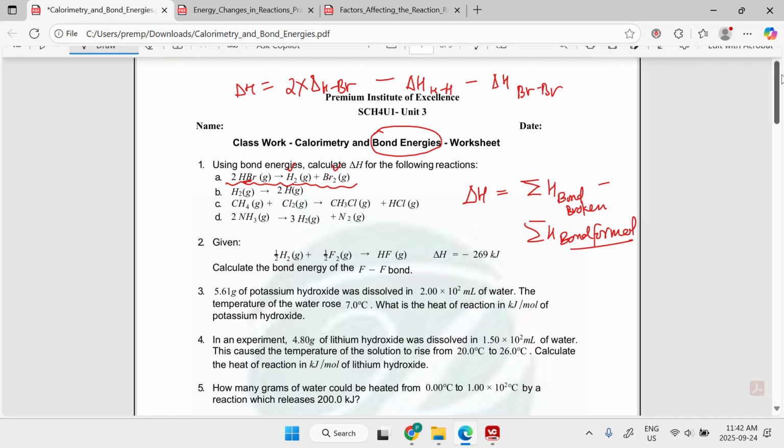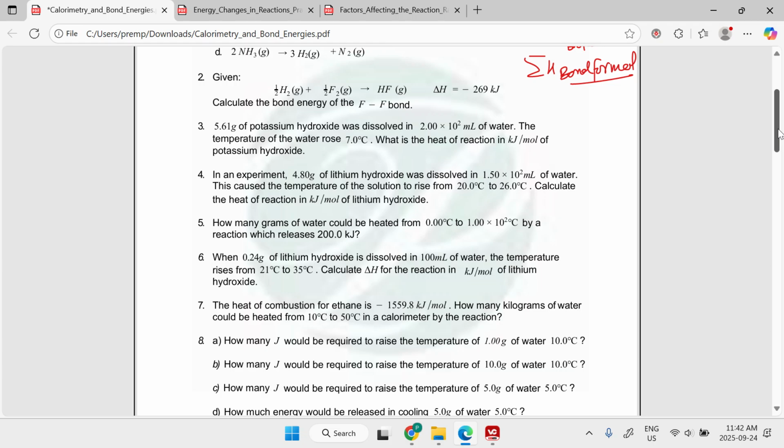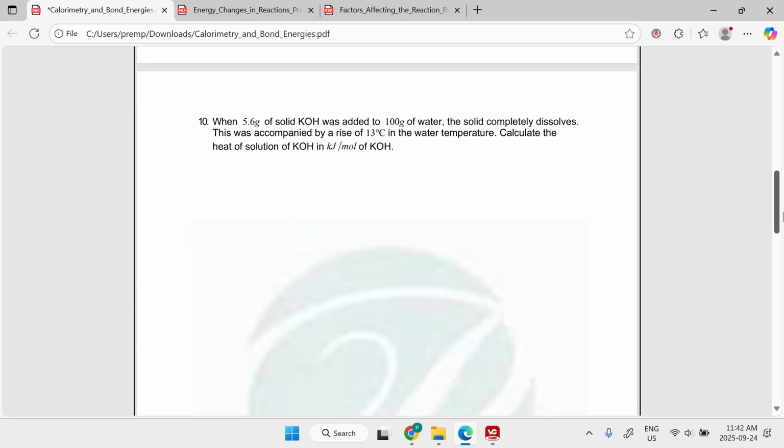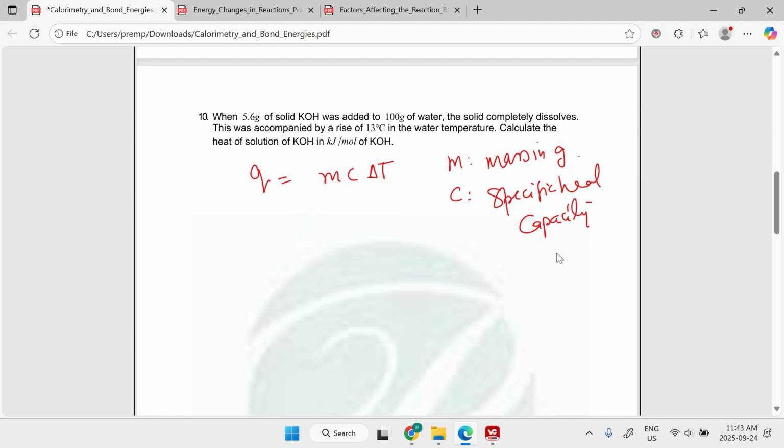The second part we have is calorimetry, meaning calculating how much energy is needed to raise the temperature of a certain substance to a certain temperature under given conditions. The formula that we use for this kind of question is Q is always equal to mc delta T, where m is the mass. You can take it in grams or kilograms, so grams, and then C is the specific heat capacity of that substance.